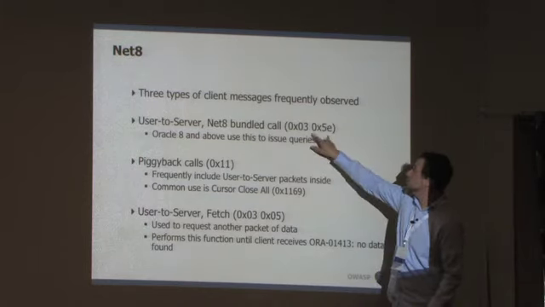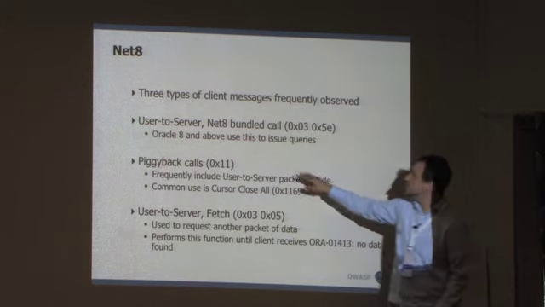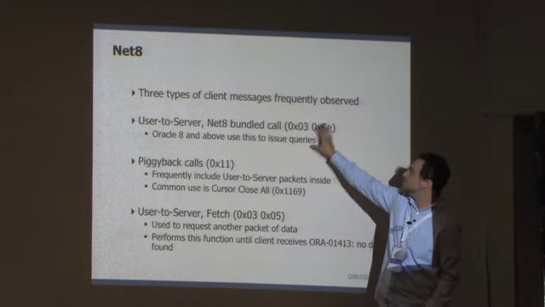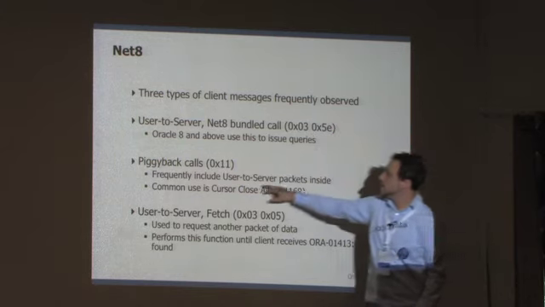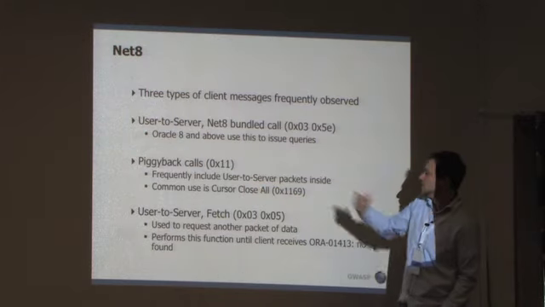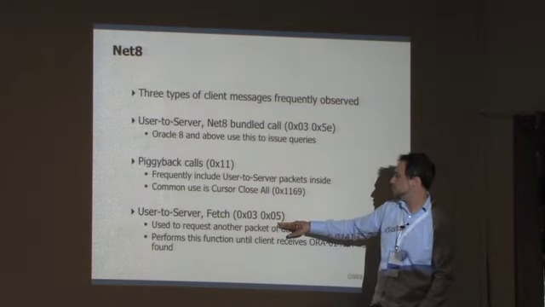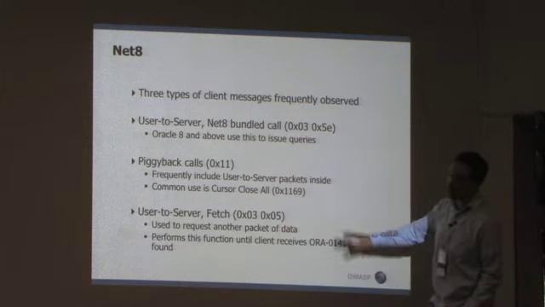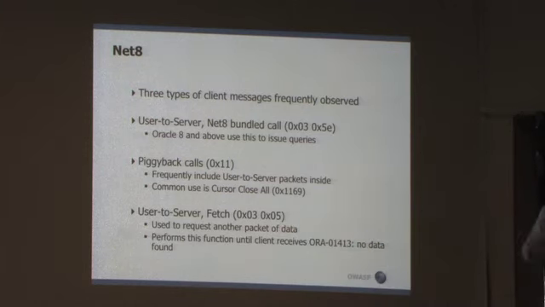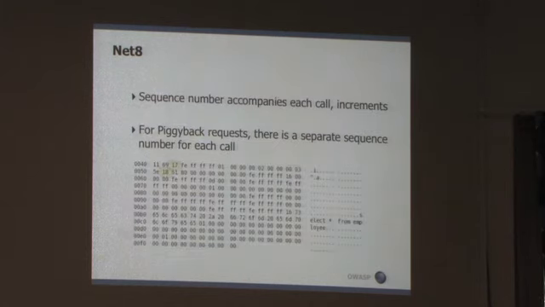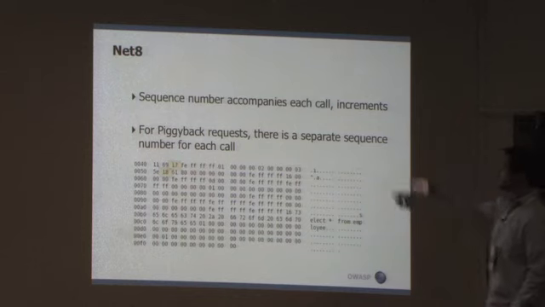So 3 types of messages that we've seen commonly. Net8 bundle call 035E. Okay, this is what you're going to see in front of queries. This is going to be in the data stream. Piggyback calls are 11, and a lot of times you'll see these bound together with something that's 0305. Of course, these slides are very useful. I mean, we're covering this stuff kind of quick, but these are going to be available to you afterwards as well as the thicknet source code. So don't worry if we're moving a little fast here. All this reference stuff will be available.